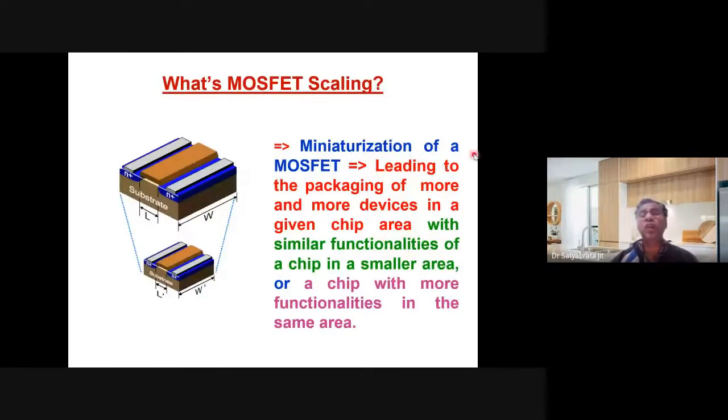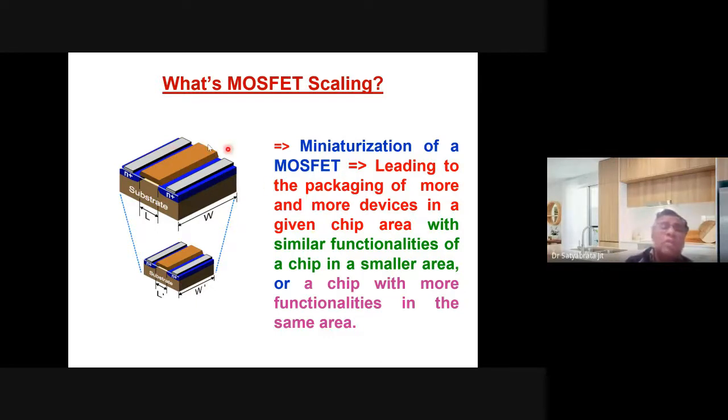So now next started, that is to increase more and more number of transistors. Then the scaling process started. What is scaling? The MOSFET scaling is basically a miniaturization process. So pictorially I have just shown these things.